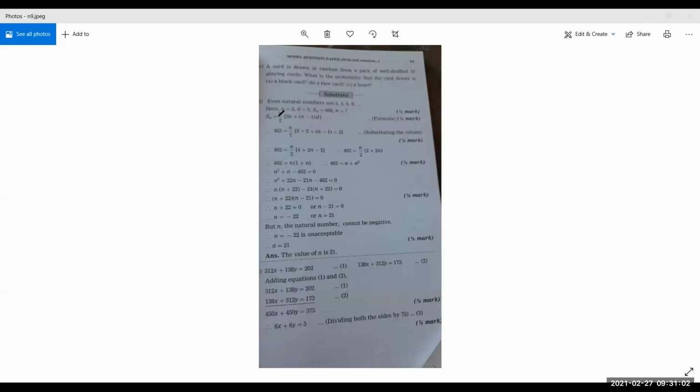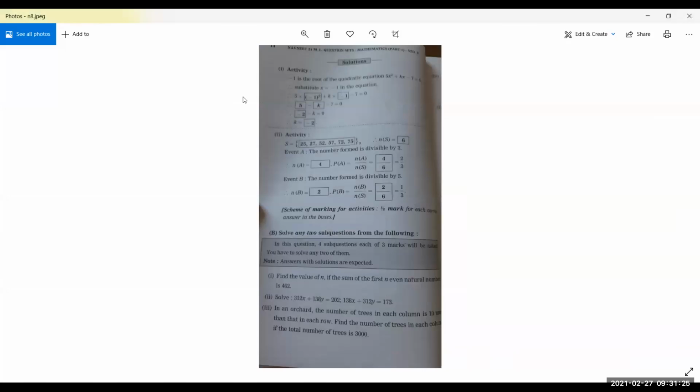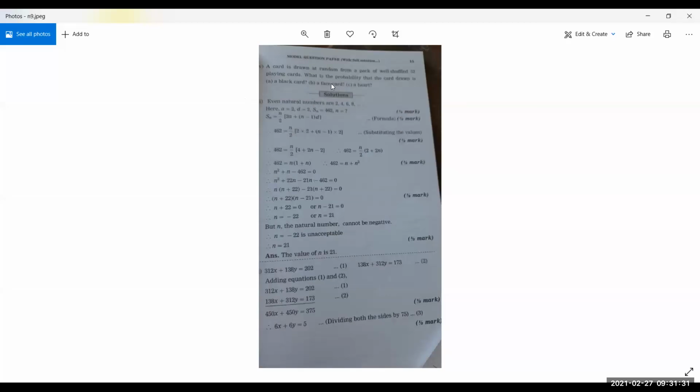So here, write the even natural numbers. For writing the sample space, what was this? Yeah, one second, just let me check the question. Find the value of n, if the sum of the first n even natural numbers is given to us. Okay, so here no need to write the sample space.